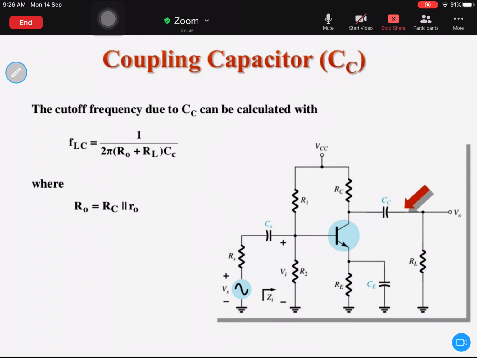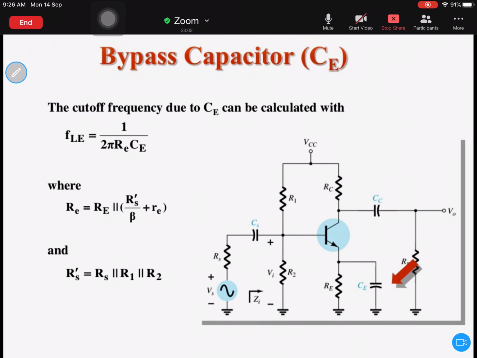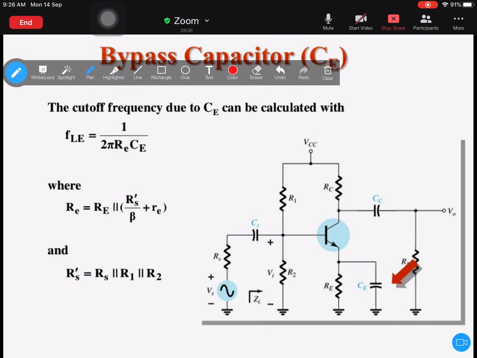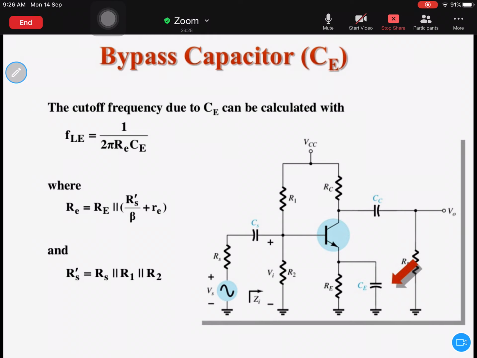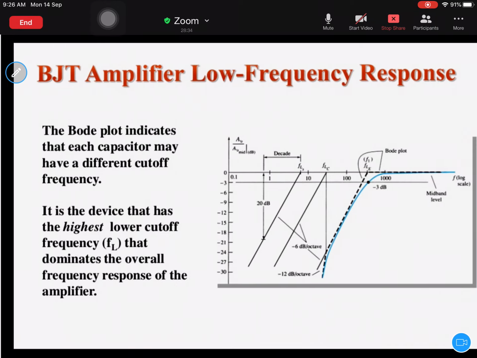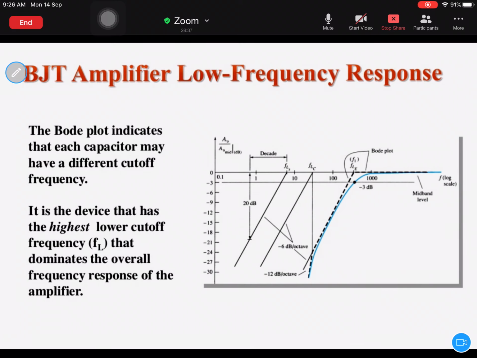And similarly, there is one more capacitor which is called the bypass capacitor, that is CE. With respect to CE, if you calculate, you will get this value. These are nothing but empirical formulas. There are three formulas, one for this, one for this, one for this. For this one it is FLE. FLE is nothing but 1 by 2 pi RE into CE. So these three values you will be calculating. Once you calculate all these three values, then you have to draw the amplifier low frequency response graph.